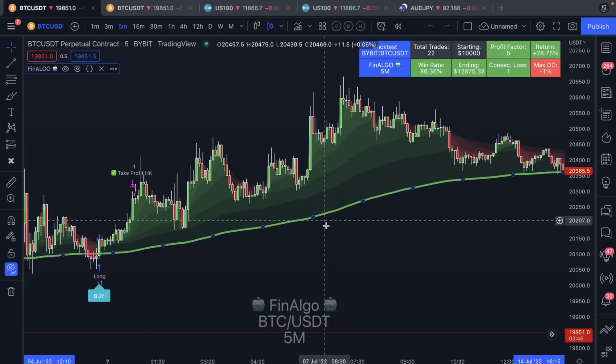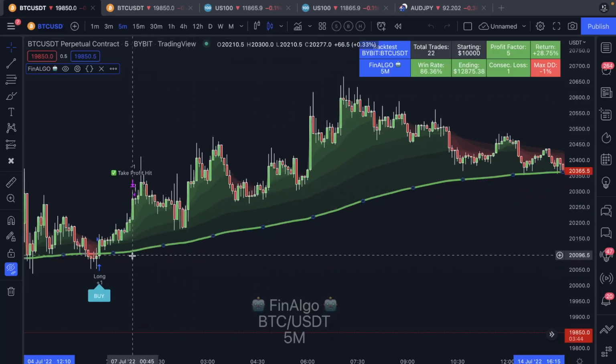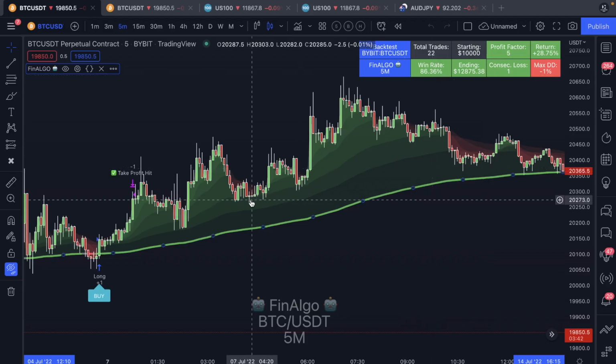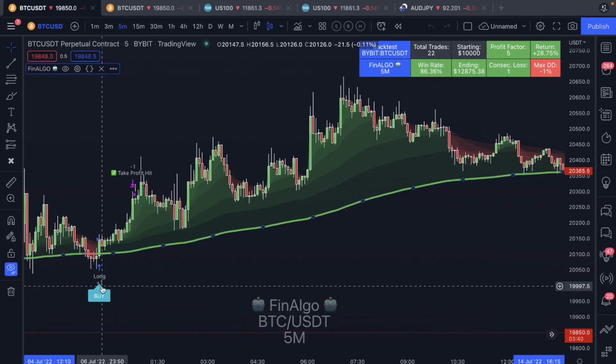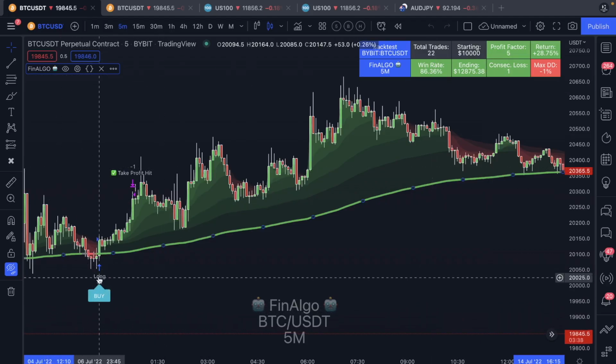Alright, let's get back to this chart here. So this dashboard contains all those buy and sell labels that will be printed as soon as all the conditions align to enter a long or a short position.